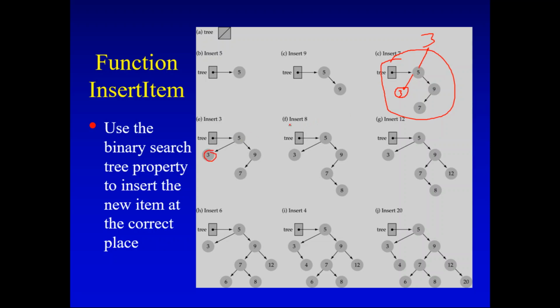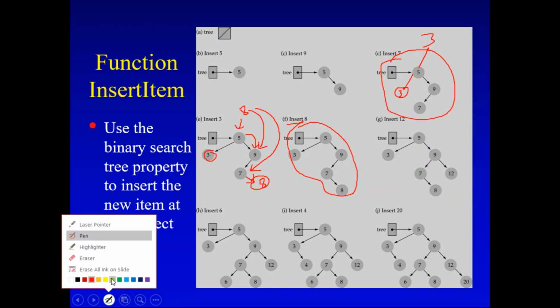Next we want to add 8 to this tree. So how will you add? Input is 8. Check whether 8 is less than 5 or greater than 5. It is greater than 5, so move to the right. Right is which node? 9. Again check whether 8 is greater than 9 or less than 9. It is less than 9, so move left. Again check whether 8 is greater than 7 or less than 7. 8 is greater than 7, so add 8 to the right of 7. So 8 will come here, right? This is the resultant tree.